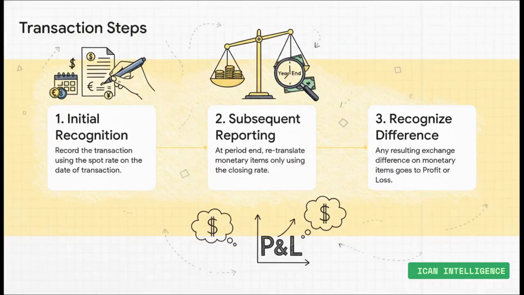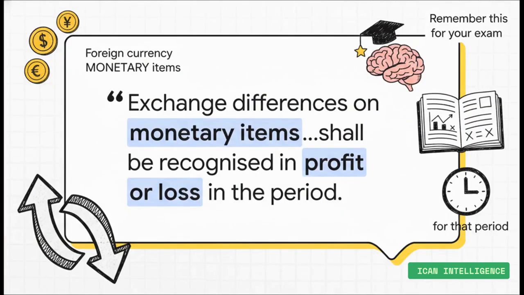And you're going to follow this 3-step process every time. First, you record the transaction using the spot rate on that day. Second, at the end of the period, you retranslate your monetary items using the closing rate. And third, any difference you find goes straight to profit or loss. And this quote from paragraph 28 perfectly illustrates that core rule. For your exam, just remember this. Gains and losses on foreign currency monetary items, they always hit the P&L.